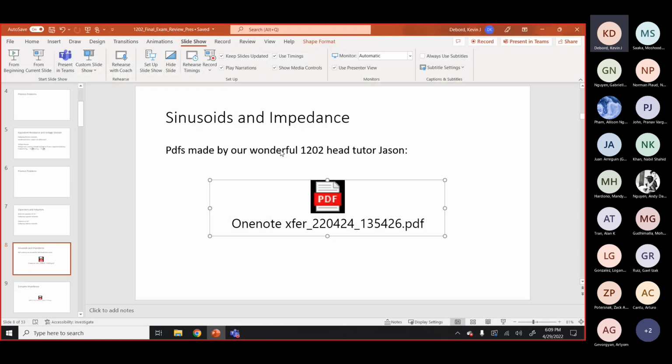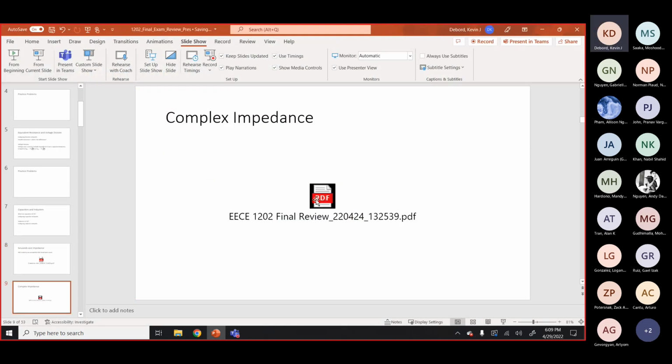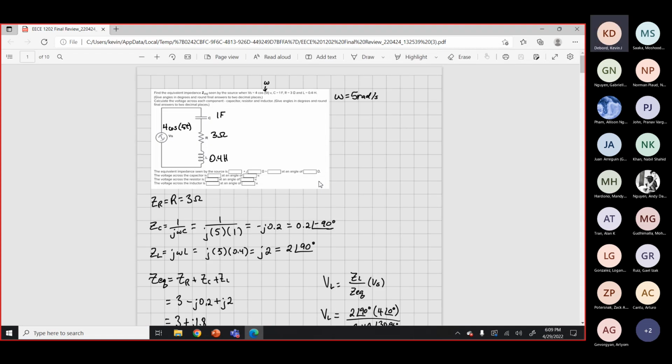Okay, moving on. Next up, we got complex impedance. Let's see what we got here. Do you want to run through a complex impedance problem, or would you rather move on to the vocab? What are we thinking? Do you want to do one? We do one. Sure, that's fine.